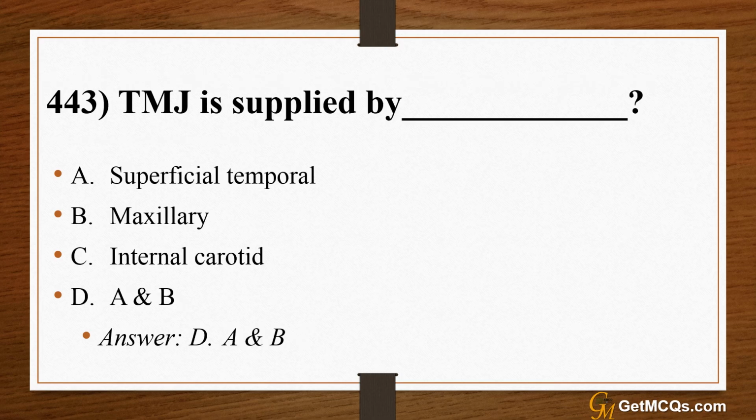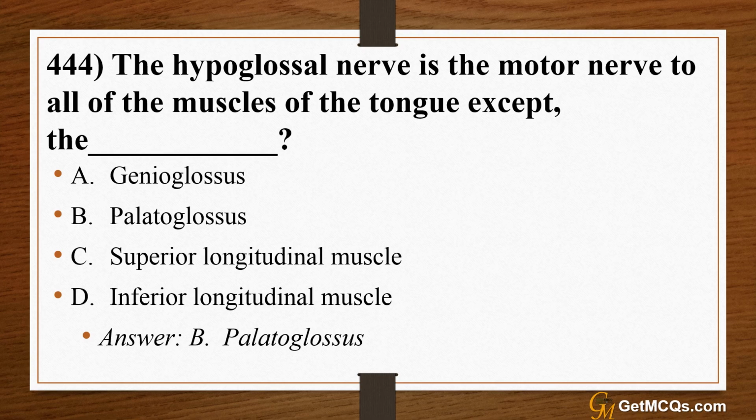443. TMJ is supplied by? Answer: D. A and B. 444. The hypoglossal nerve is the motor nerve to all of the muscles of the tongue except the? Answer: B. Palatoglossus.